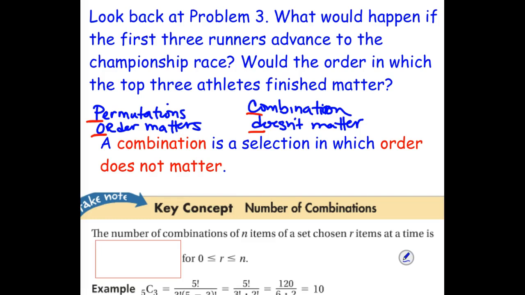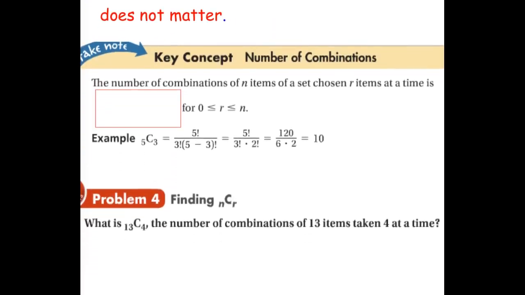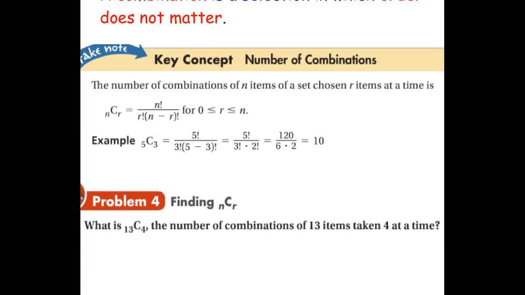Look at the formula for a combination. We're still looking at n objects taken in groups of r. Okay? The number of combinations of n items from a set chosen r items at a time. This part of it is the same thing we had for permutations, right? The extra little piece is that r factorial on the bottom in the denominator. And what that is doing is it's taking out all of the duplicates.